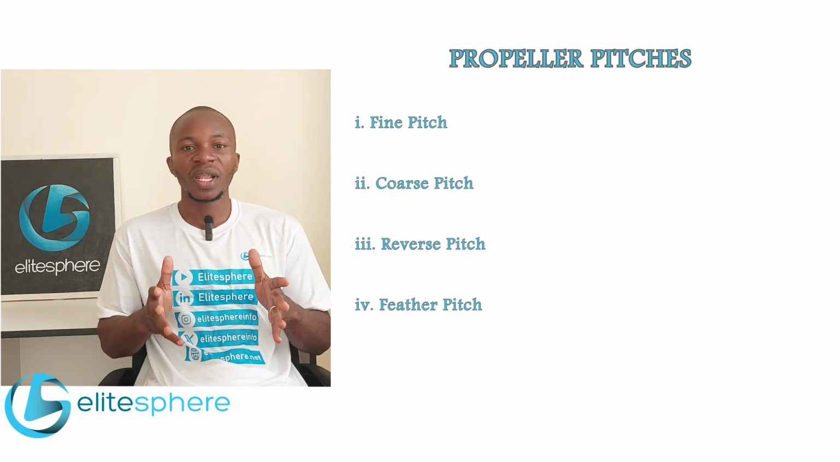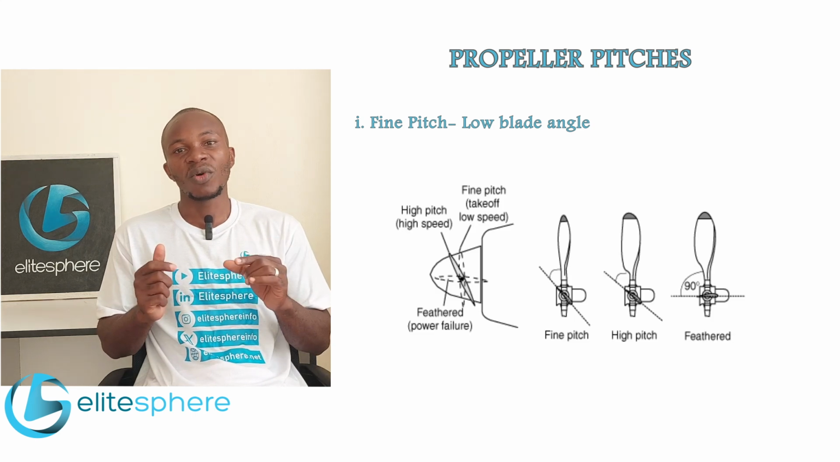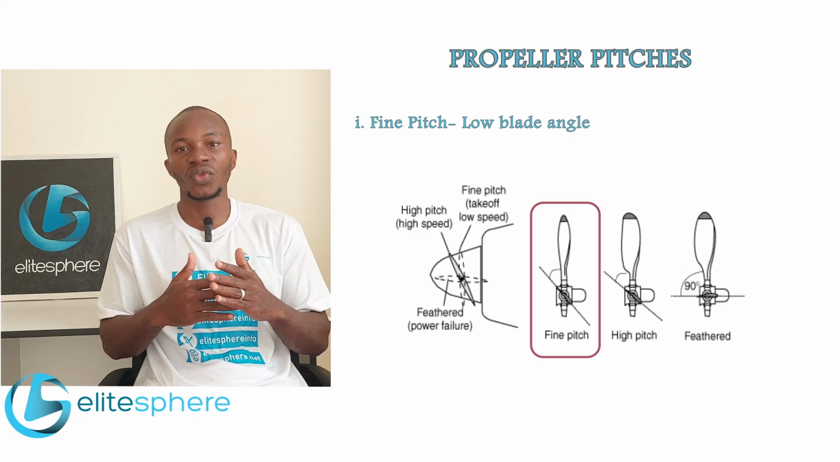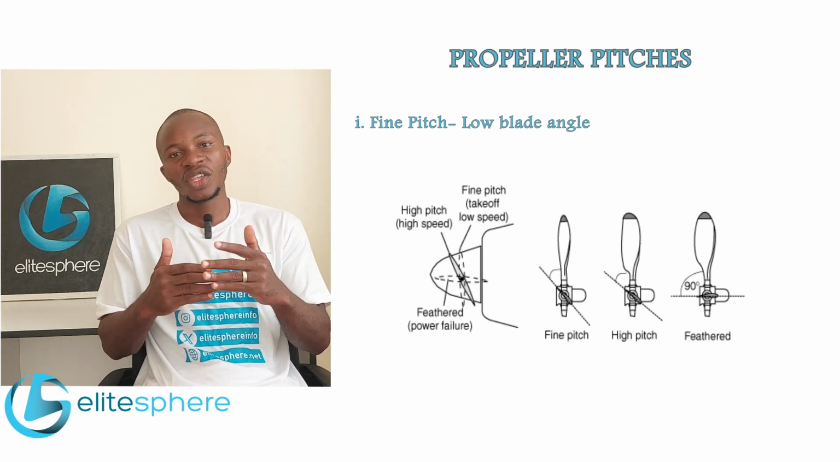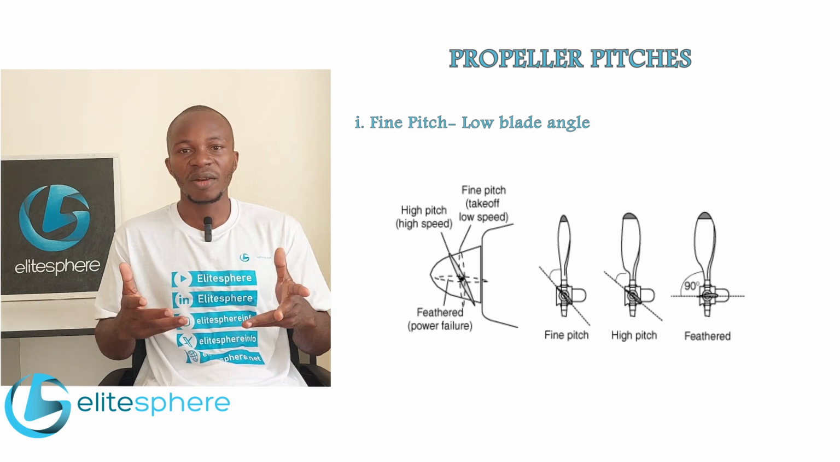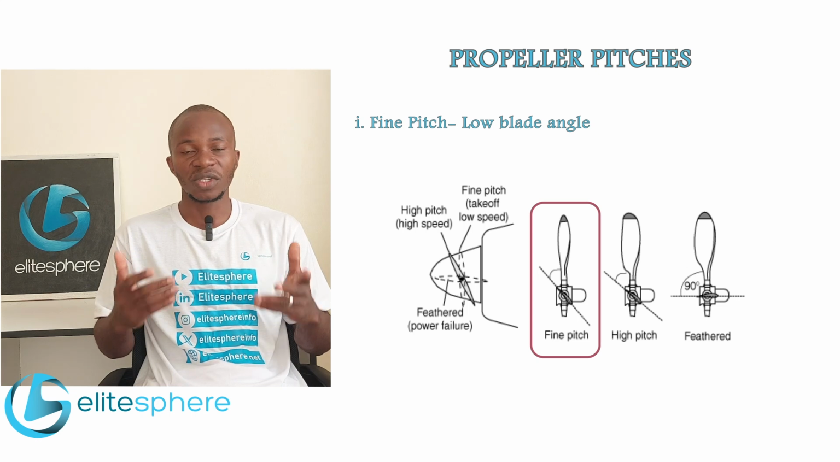The fine pitch propeller is when the propeller blade angle is set at a small angle. This is used mostly on takeoff, and the reason for this is, like we mentioned earlier, that at this small blade angle, the load on the engine is reduced, and as a result, the engine can rotate at high RPM and produce high power, and this is suitable for takeoff.